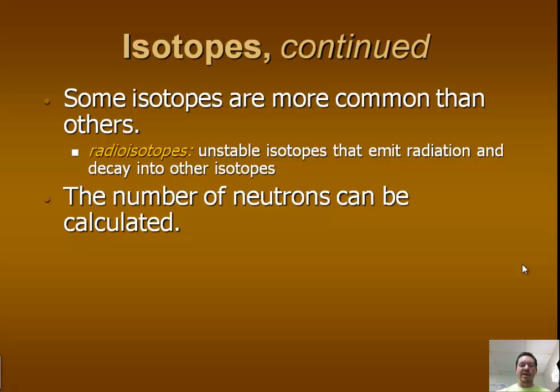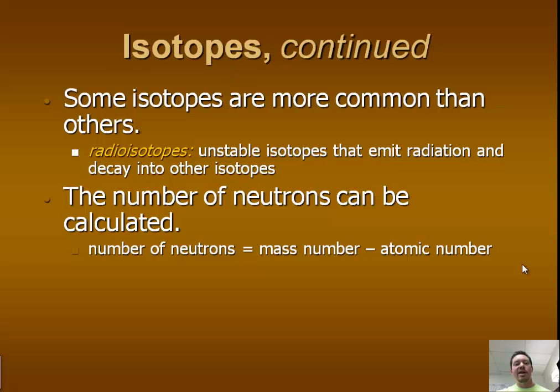The number of neutrons can be calculated. If we want to know how many neutrons an atom has, we can take the mass number. If we have the atomic mass, which is typically a number with some decimals, we can round it to the nearest whole number to get our mass number, and then we subtract off the atomic number to give us the number of neutrons.